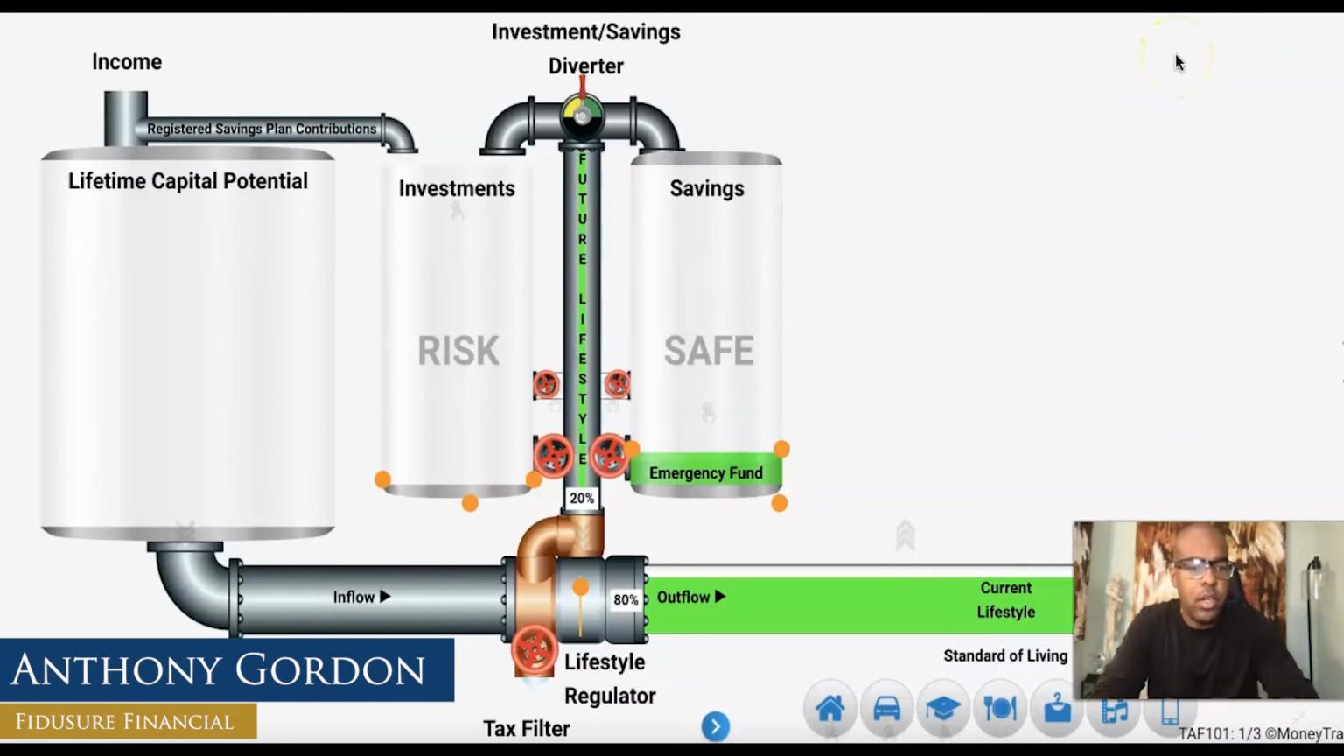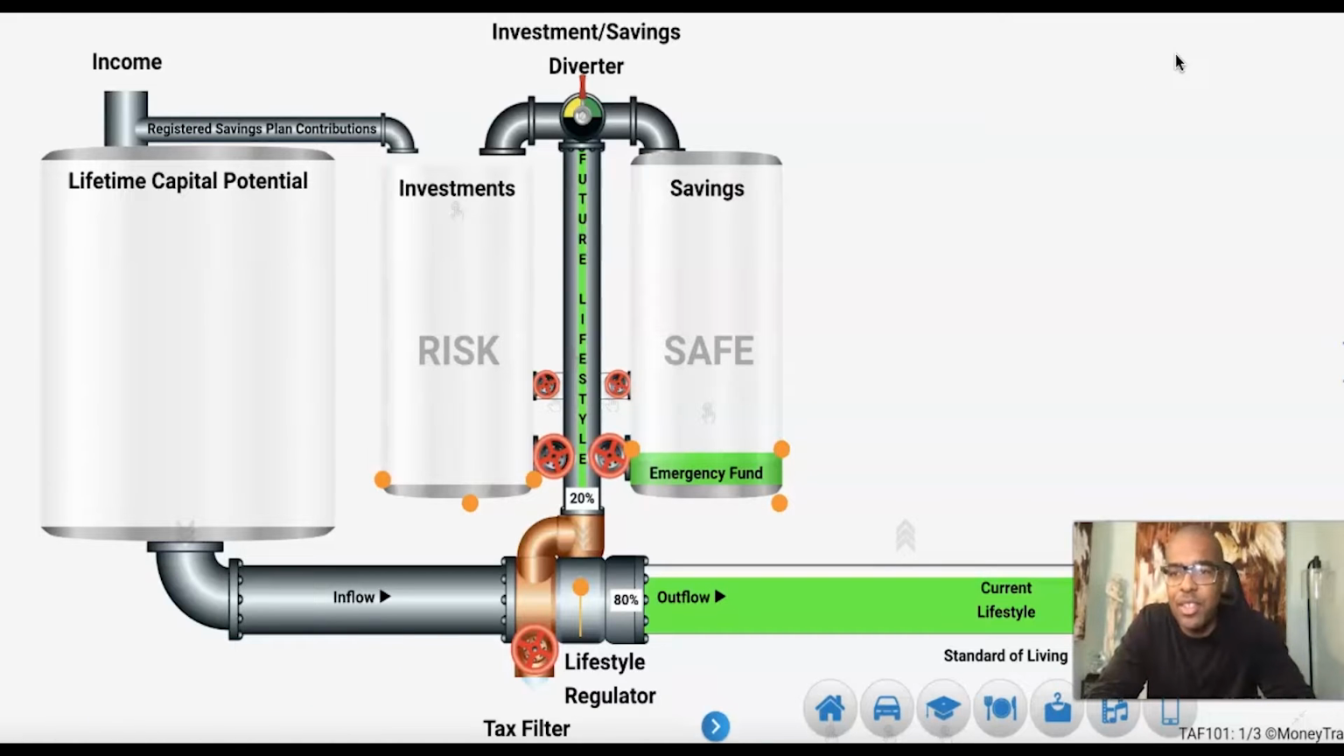Hi everyone, today we're going to talk about everyone's favorite topic, which is, drum roll, taxes, okay? We're going to keep it real simple. We're going to talk about what happens when you're investing in a taxable account. That's just an account that's not protected, that's not registered.